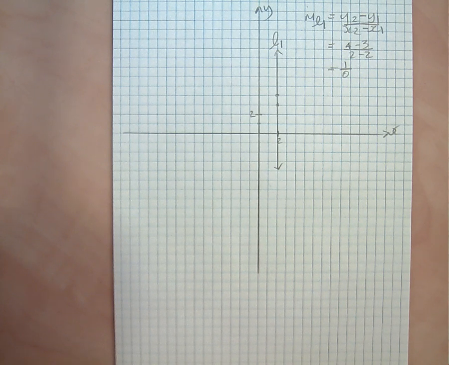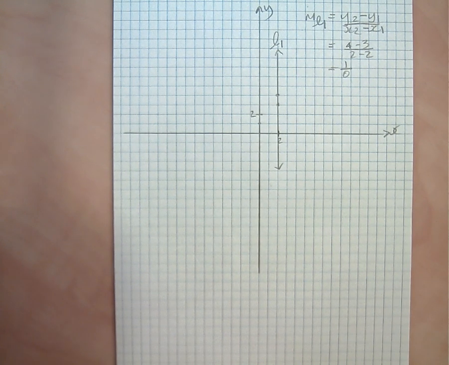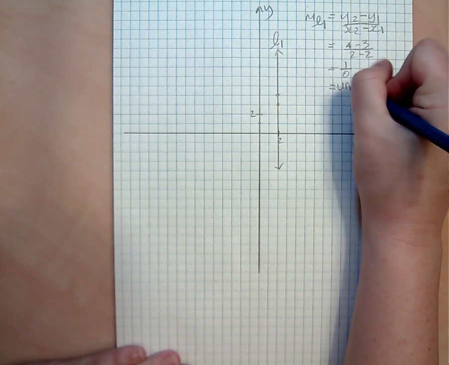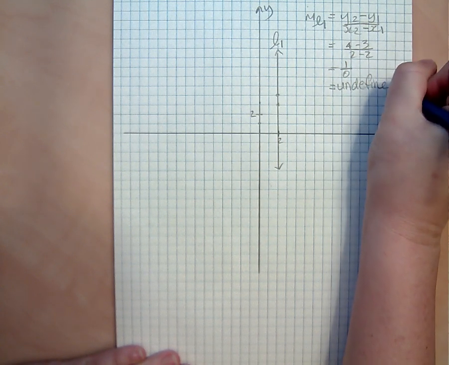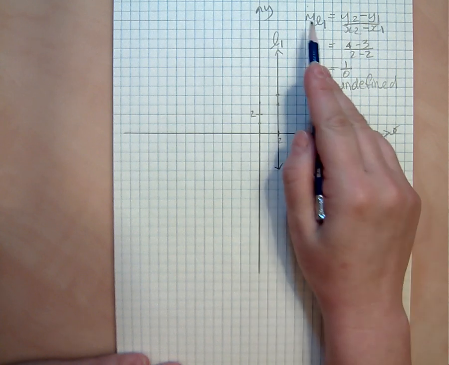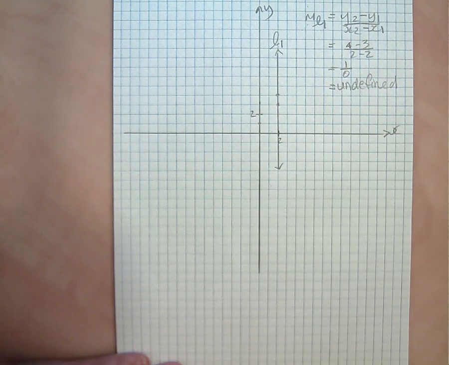I mean, think about it. You can divide a pizza by 2 people, 3 people. You can't divide a pizza by 0 people. Like, how are you going to do that? It doesn't make sense. So when we divide by 0, we say that that is undefined. You cannot divide by 0. So the slope of line 1 is undefined.